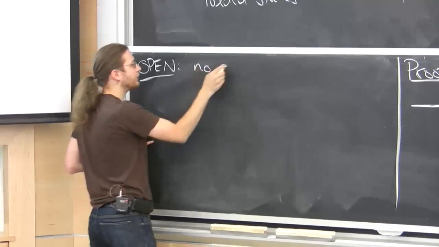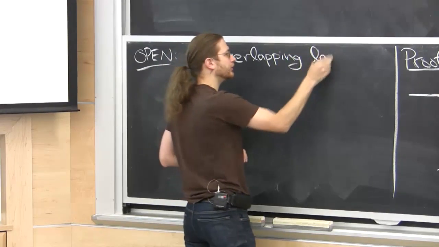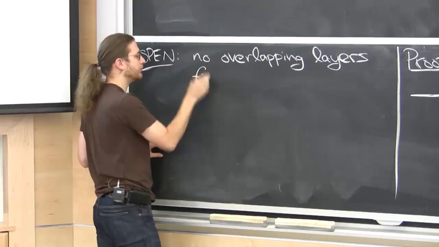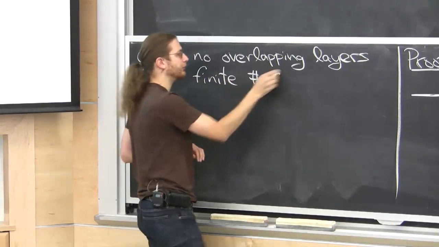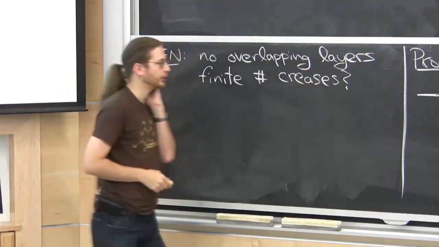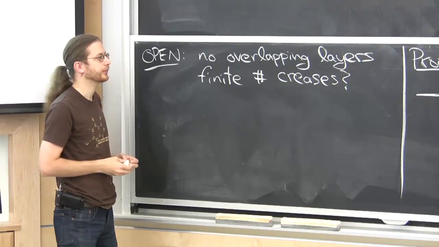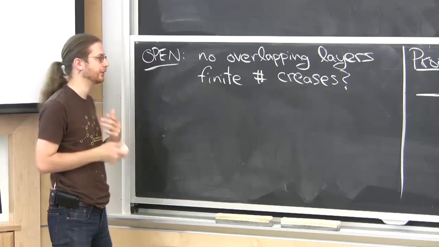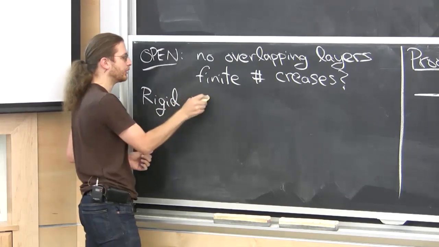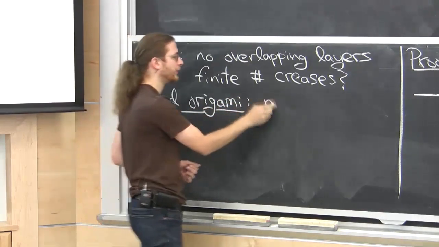Let's suppose you have no overlapping layers of paper. Make life a little bit easier. So the paper doesn't touch itself, so to speak. Can you do a finite number of extra creases? I would conjecture maybe yes, but this is a challenging problem. Here we have infinitely many creases. Everything becomes a crease. The extreme form of this is what we call rigid origami, where you have no extra creases.